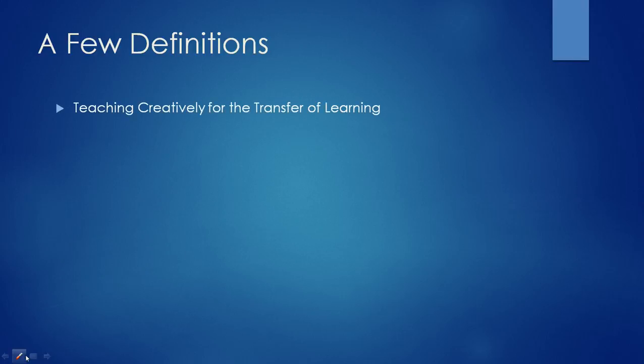And the text also talks about teaching creatively for the transfer of learning, and there are three contrasts that they draw. The first is focusing on facts versus focusing on meaning. Of course they say, don't just focus on facts, focus on creating the meaning with that material and make that material meaningful to the learner.